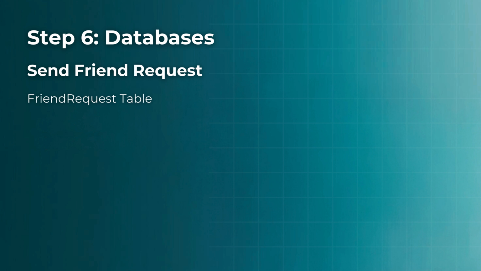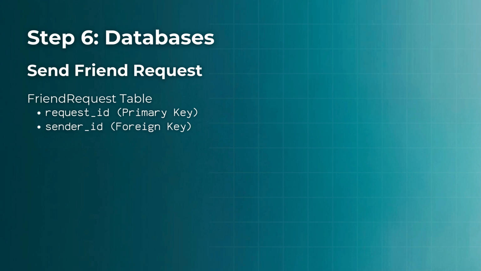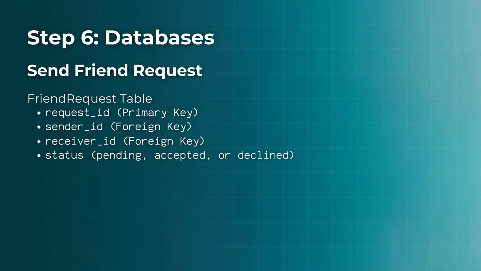We'll use a friend request table to store the details of each request. The schema would include a primary key to uniquely identify every friend request, a foreign key that points to the user who sent the request, another foreign key for the user receiving the request, a status tracking the progress of the request. It might start as pending and then change to accepted or declined depending on what happens, and finally, sent at, a timestamp to record when the request was made.